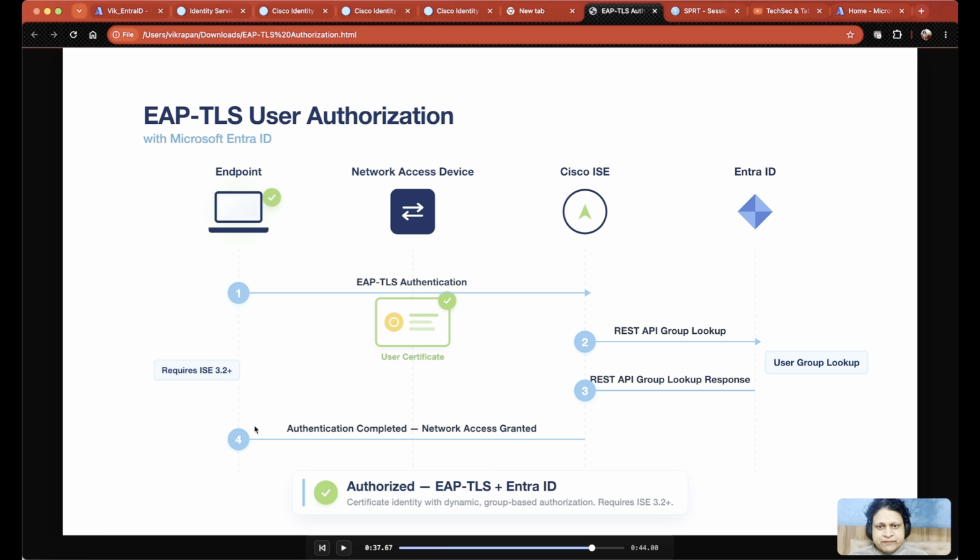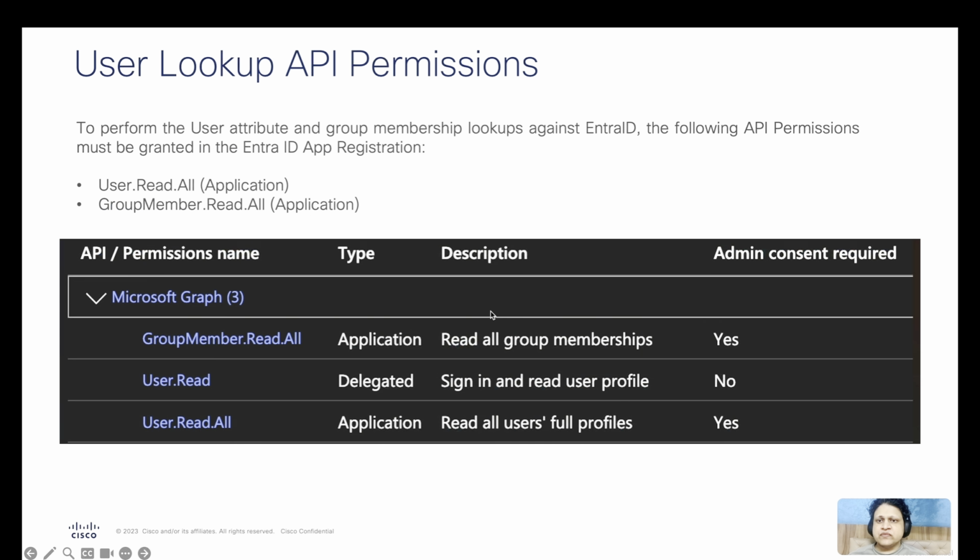So this is the overall flow for the EAP-TLS user authorization using the Entra ID. The main thing required here is Cisco ISE version 3.2 plus to have this flow. So let's go to the presentation.